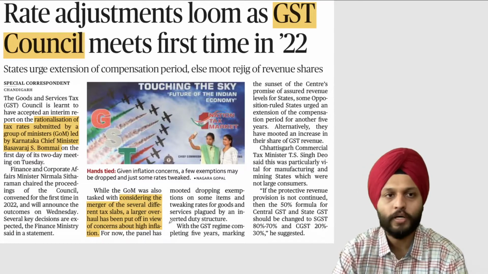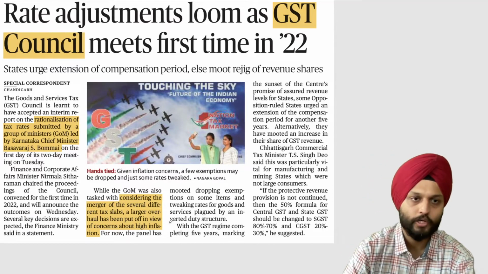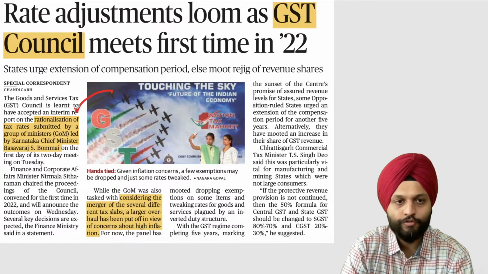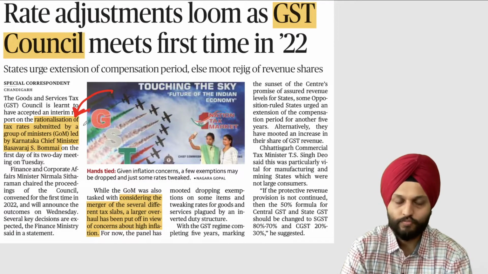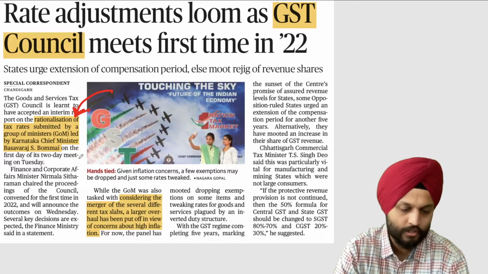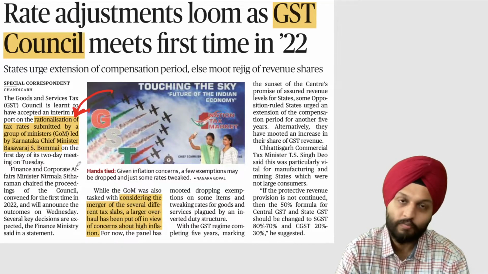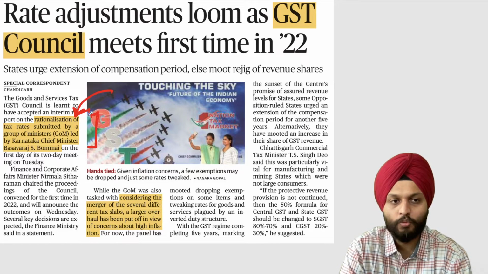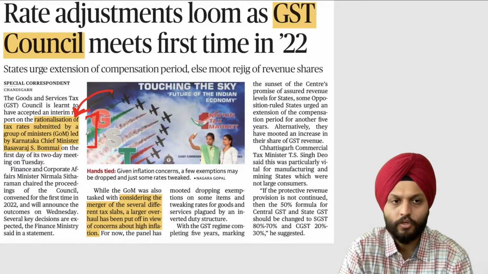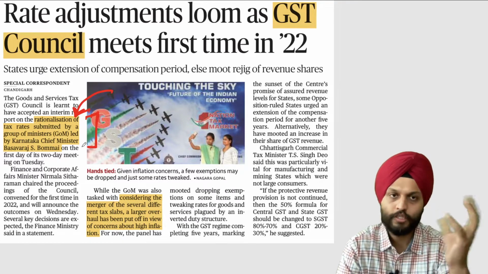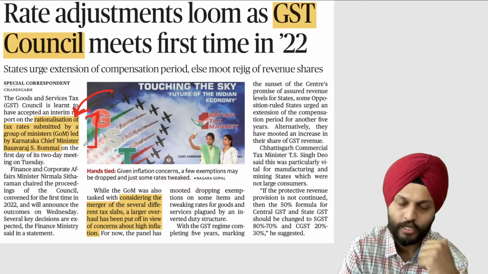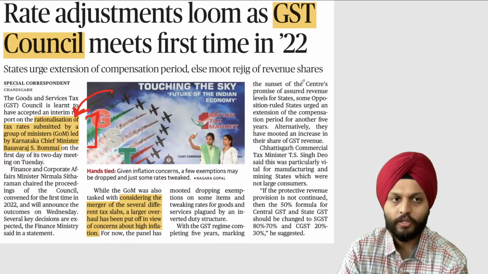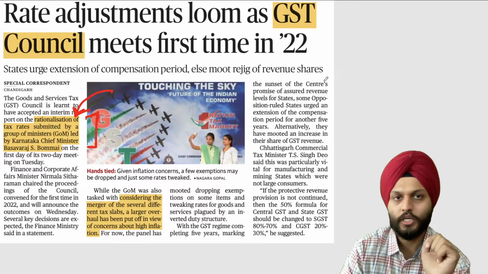Rate adjustments loom as GST Council meets first time in 2022. Okay, so there is this view of reforming the GST. You would have seen the number of GST rates. Some of the GST is irrational also. So the Karnataka Chief Minister was heading a committee known as the Group of Ministers, which submitted a report on rationalization of tax rates under the GST. So this report will be discussed and deliberated in the GST Council.